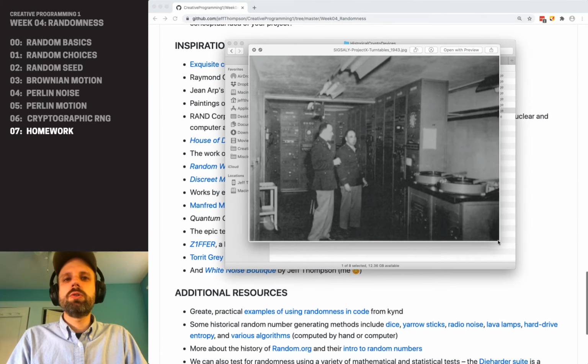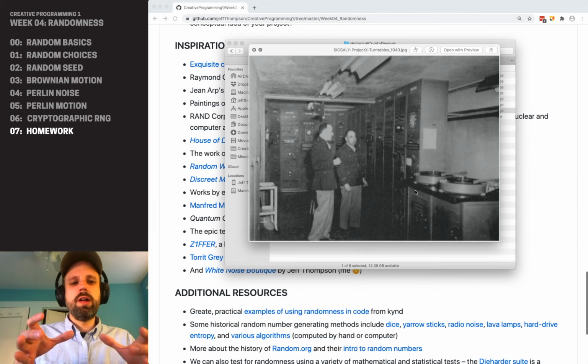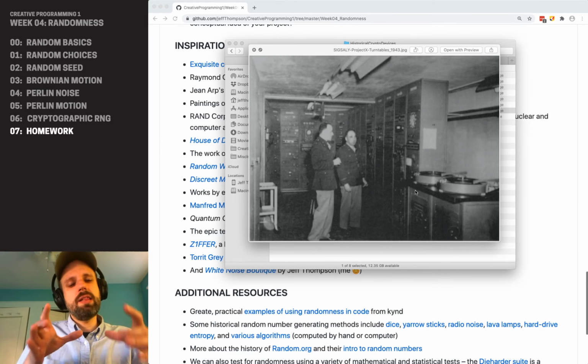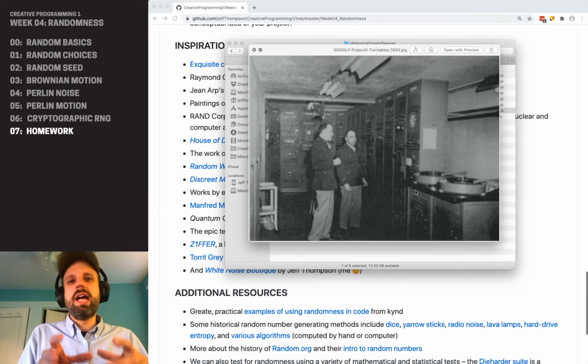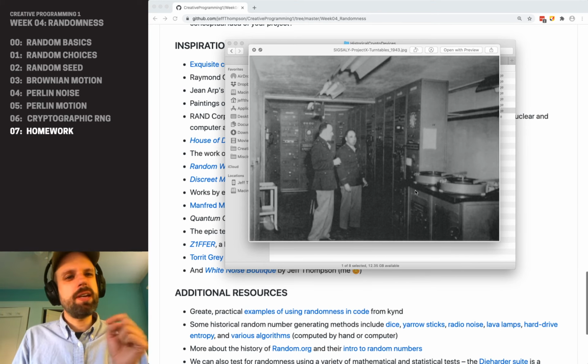This is a World War II era project between the US and England. And what you're seeing here with these two gentlemen is two turntables. These are like the size of a refrigerator, and each one is super, super carefully made. There's a record on top, and the record is white noise. It's just noise, but they're very carefully made.